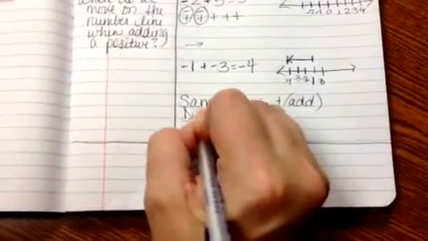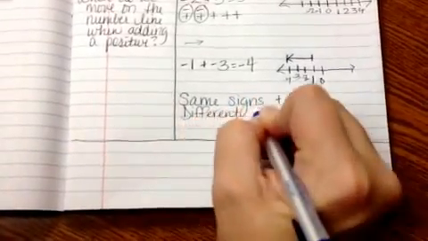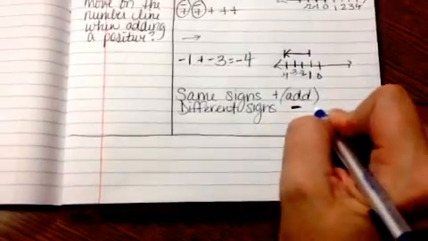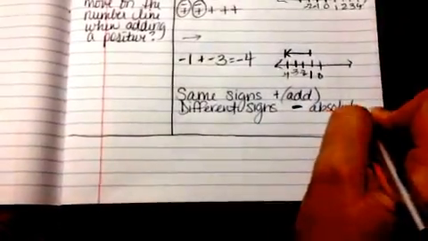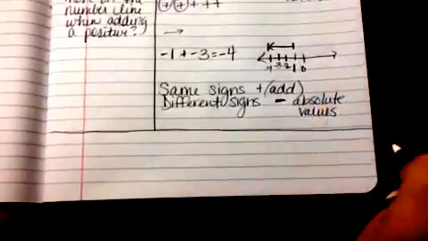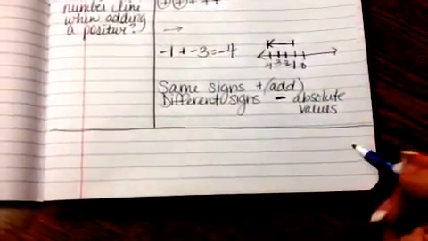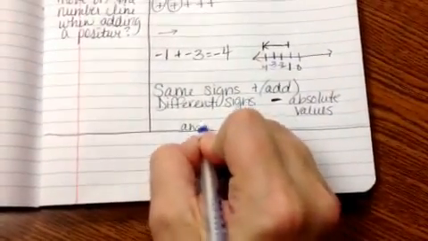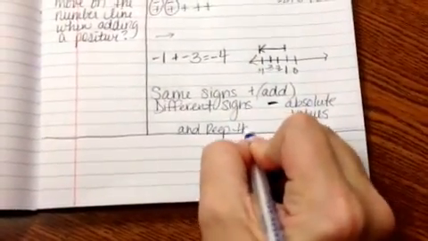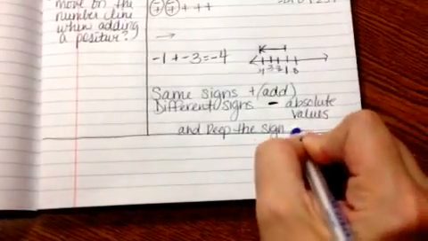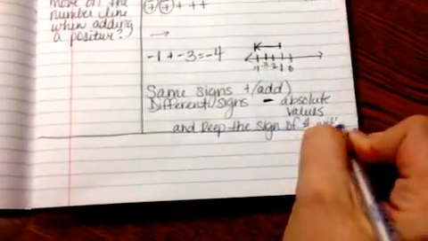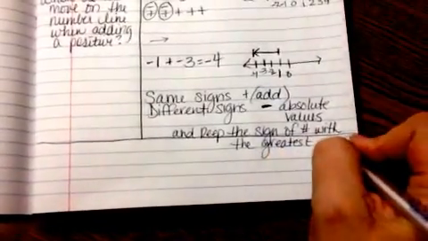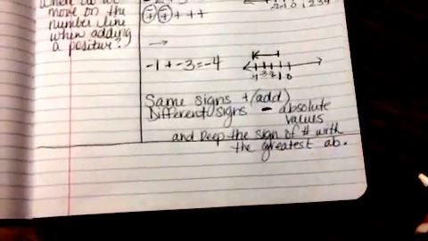But if the signs are different, you're going to end up subtracting the absolute values and take the sign of the number that's farthest away from 0. So subtract the absolute values and keep the sign of the number with the greatest, and I'm going to abbreviate, absolute value.